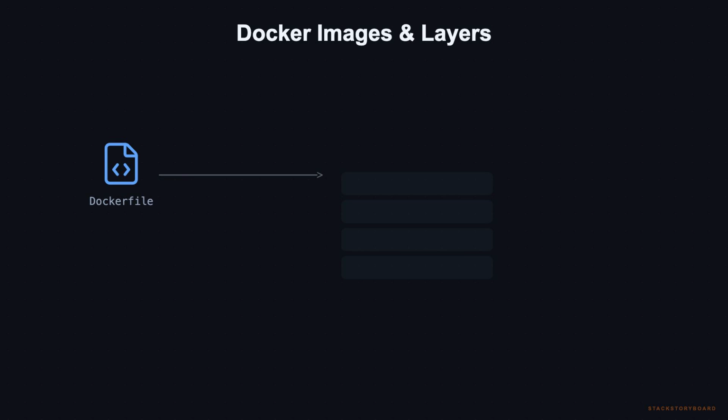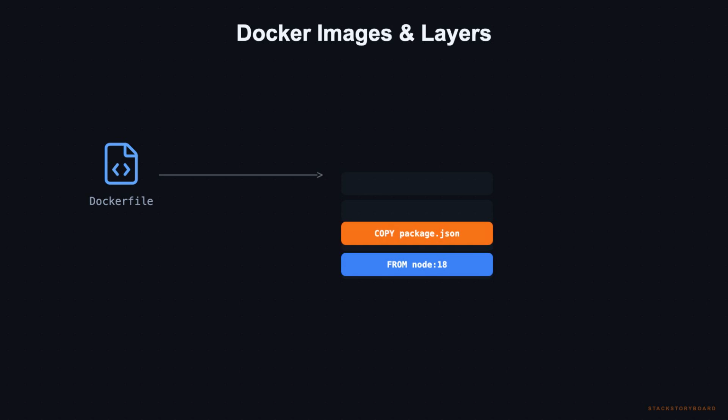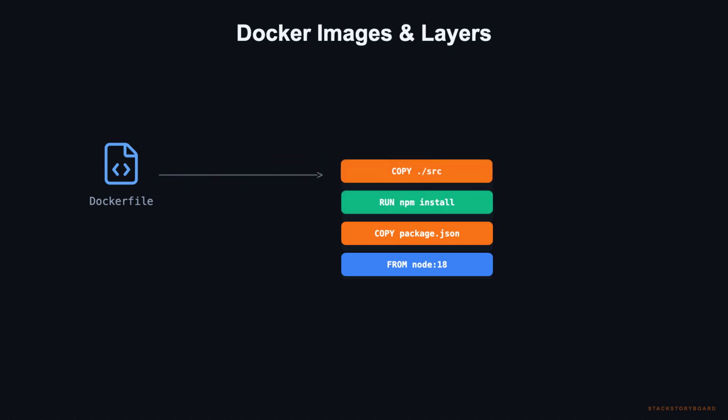Here's how that works. Your Dockerfile might say, start from a Node.js base image. Then, copy your package.json file. Then, run npm install. Then, copy the rest of your source code. Each of those steps becomes a layer, stacked on top of the previous one. And Docker caches each layer. So if you change your source code but not your dependencies, Docker skips the install step entirely and rebuilds only what changed.